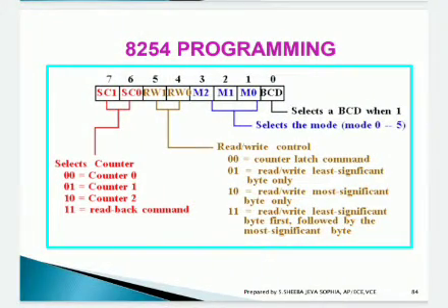This is the 8254 programming. You can see the corresponding pins 0 to 7, 8 bits. The first bit, BCD, selects BCD counting when 1, and M0, M1, M2 select the mode of the programming. The 4th and 5th bits select read or write control. The last, 6th and 7th bits select the counters, either 0, 1, 2 or the command word.